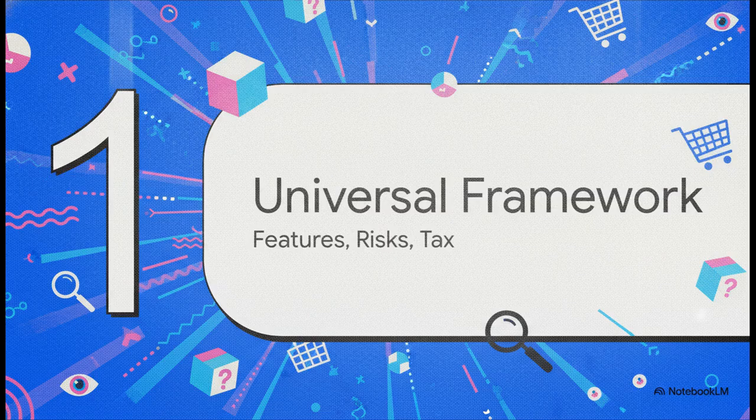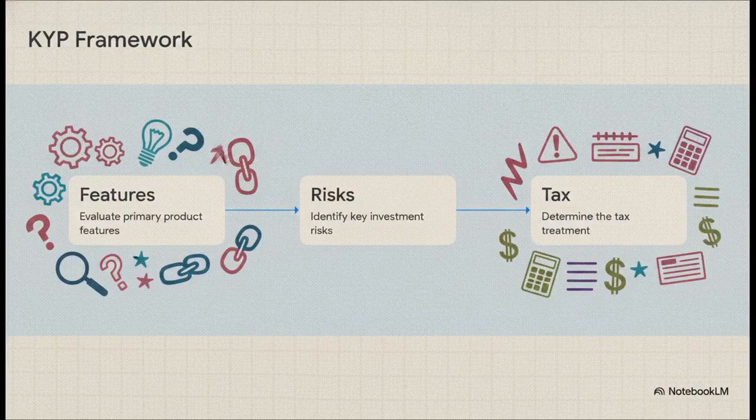Before we even step foot into that first grocery aisle, we've got to arm ourselves with the right lens. You need a reliable way to evaluate absolutely any financial product you pull off the shelf. And here is your secret weapon, a simple 3-step universal framework. Step 1, evaluate the primary features. Step 2, identify the key risks. And Step 3, determine the tax treatment.